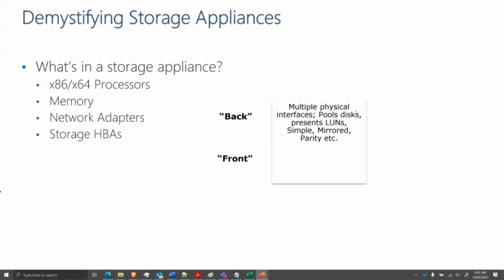So in the back, you've got multiple physical interfaces where you're connecting hard drives, SSDs, etc., but they're presented as LUNs. You might have heard that term before. And these LUNs are logical units, and behind the scenes, they might be simple LUNs, they might be mirrored, or they might include parity like RAID 5.